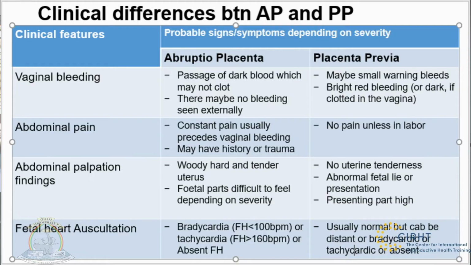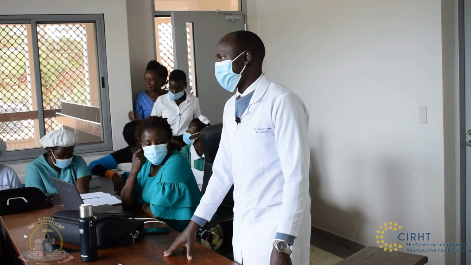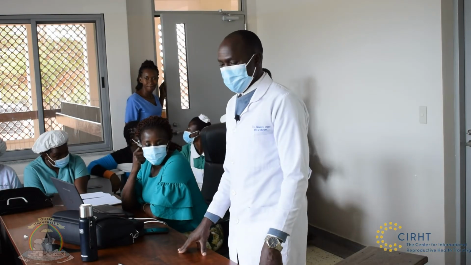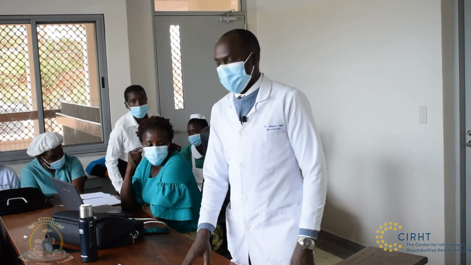Fetal heart auscultation is normally variable depending on the degree of the bleeding. However, we can have a lot of issues when you have placenta abruptio or abruptio placentae. You have bradycardia or tachycardia, and sometimes the fetus may not be living, may be dead already, so you have an absent fetal heart. It can also occur with placenta previa, though the degree is what matters, what defines the changes in the fetal heart rate.